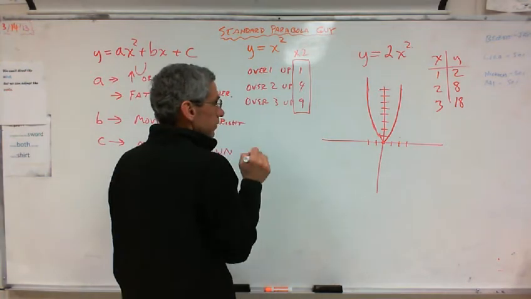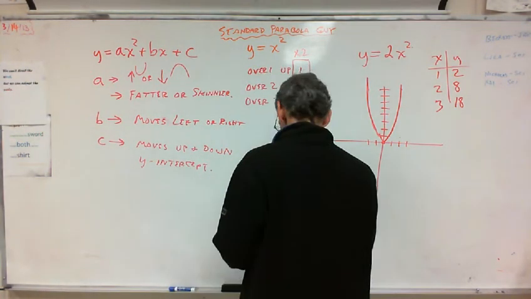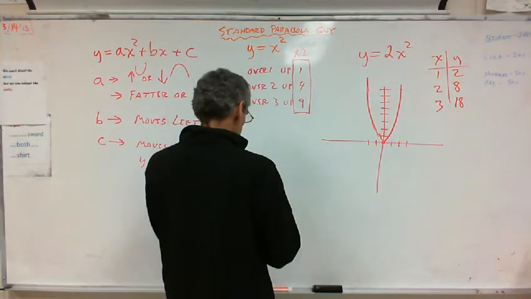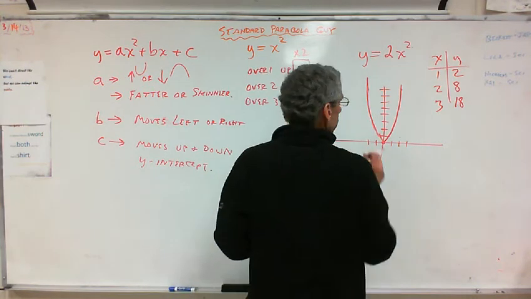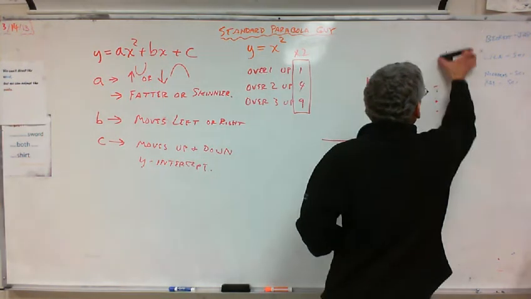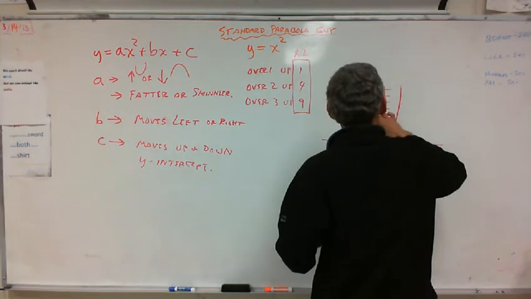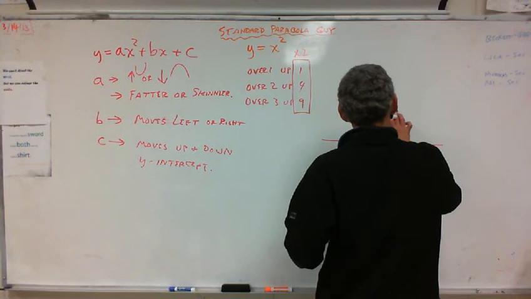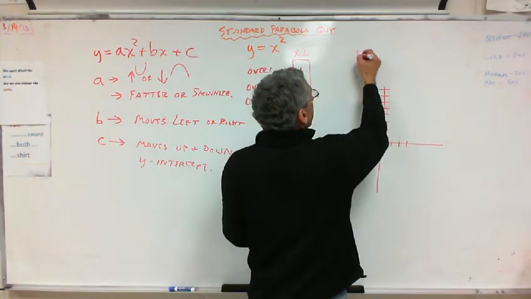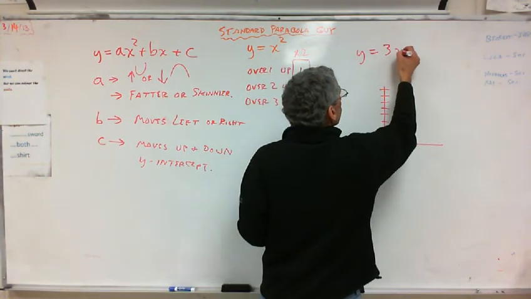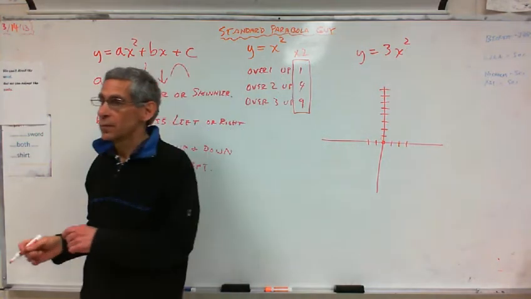Okay. So let's say I gave you, now let's erase that one. Now let's say I give you y is equal to 3x squared. Multiply it by 3.